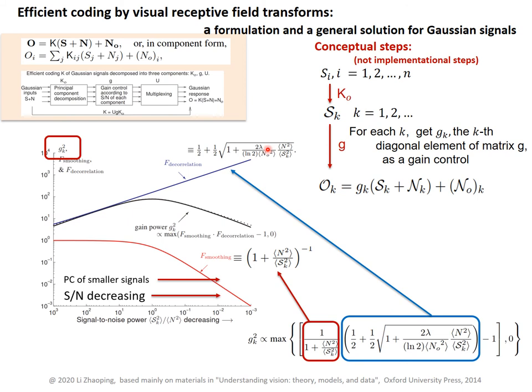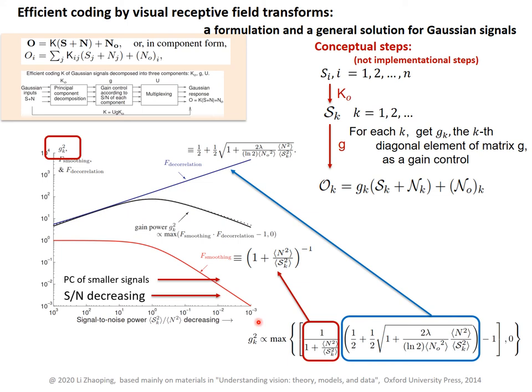Okay, and this term is trying to smooth out the noise. So you see that our general solution for the gain control function really is having these two components. One is for decorrelation. This decorrelation is very strong, dominating when the signal to noise is high enough, because this curve, when signal to noise is high enough, is flat. So it completely depends on that.